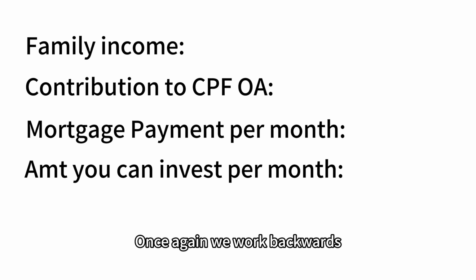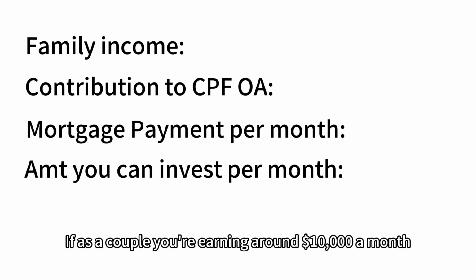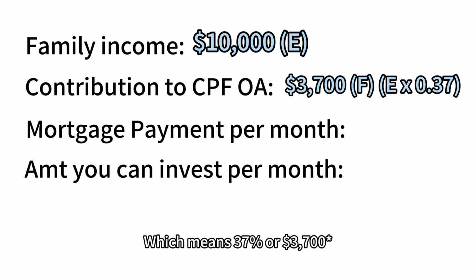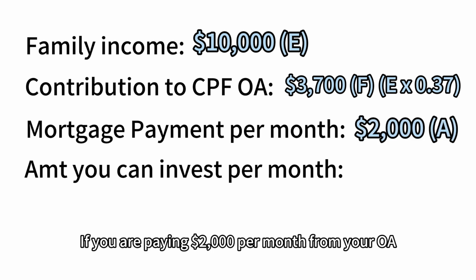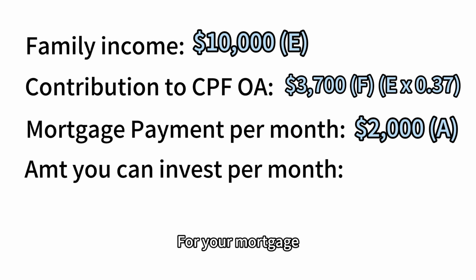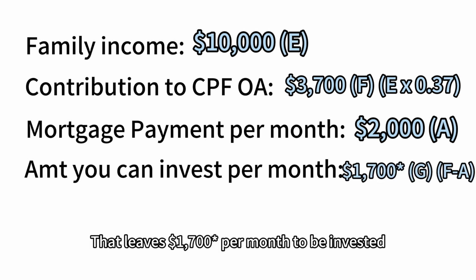Once again, we work backwards and I'll show you the method so you can calculate for yourself. For example, if as a couple you are earning around $10,000 a month, which means 37% or $3,750 goes to your CPF ordinary account every month. If you are paying $2,000 per month from your OA for your mortgage, that leaves $1,750 per month to be invested.